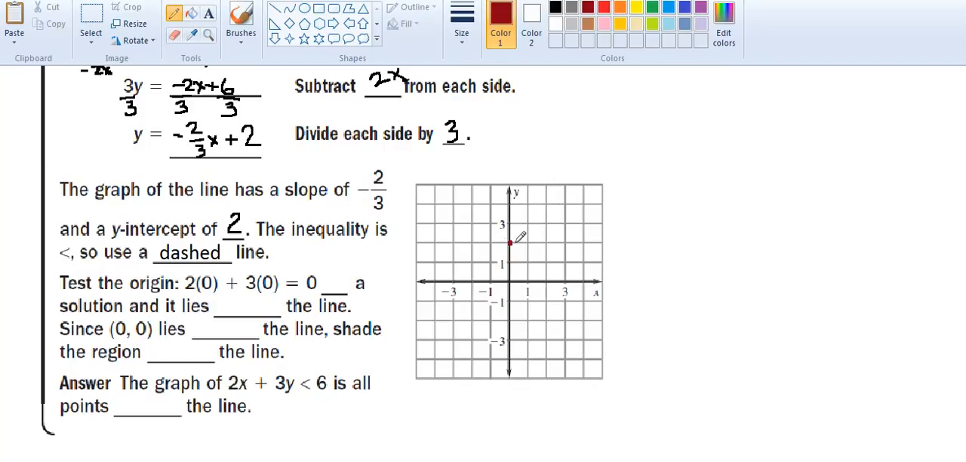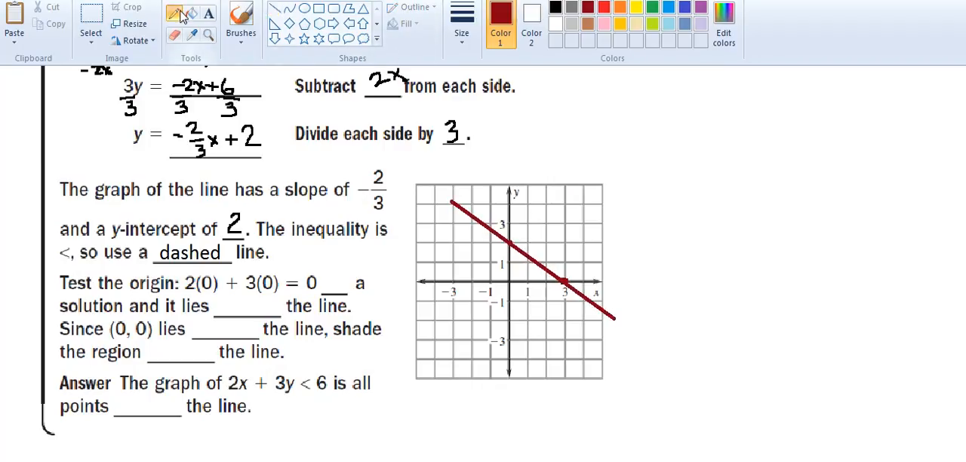Now the other point is going to be established by this slope. Since we know the slope is negative 2 over 3, remember that slope is rise over run. So we're going to rise, in this case it's fall, negative 2, so it goes down like this. And then it's going to run 3, so it's going to go over here. So our second point is right here. We've got a (0, 2) point and a (3, 0) point. We're going to take our straight edge and plot that line right there.